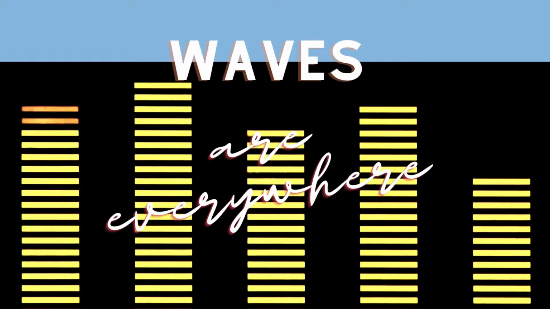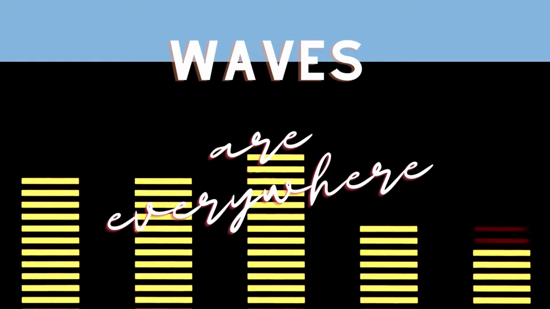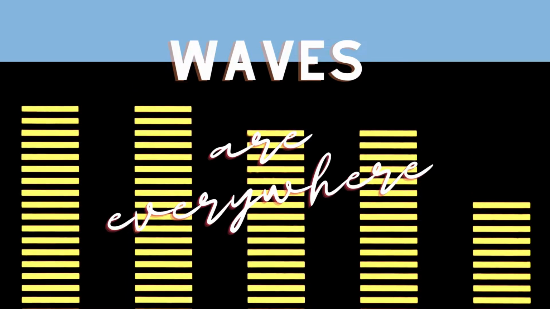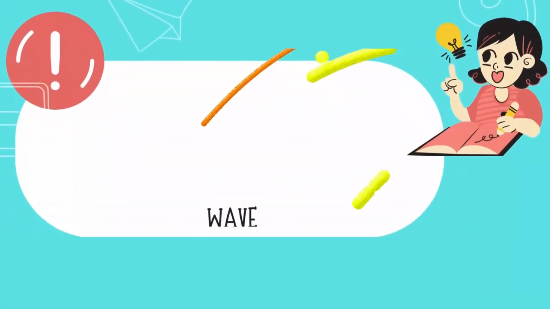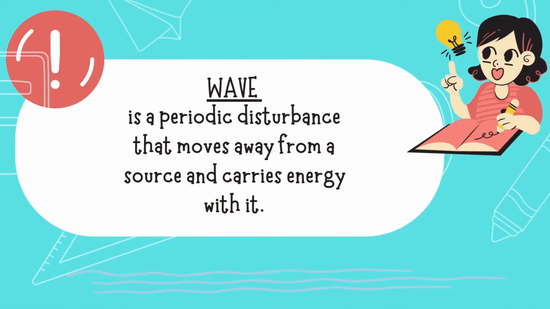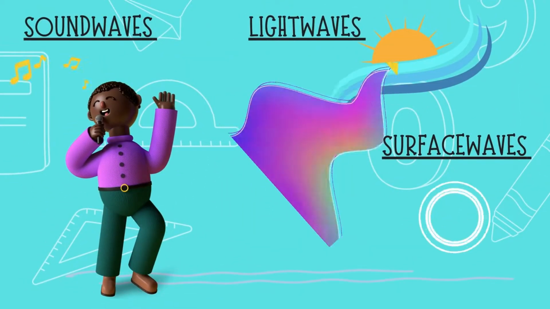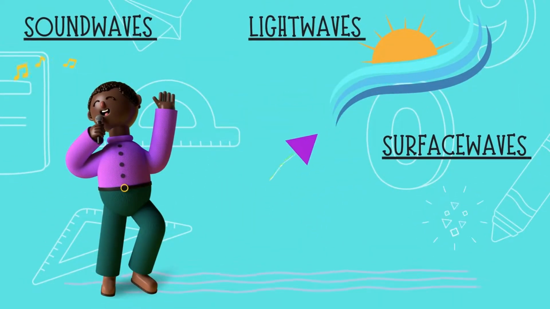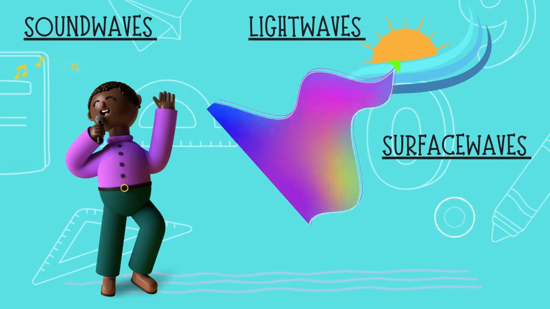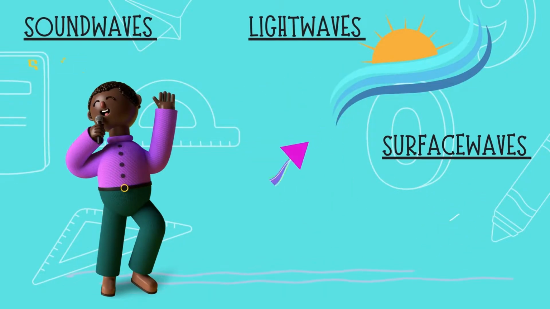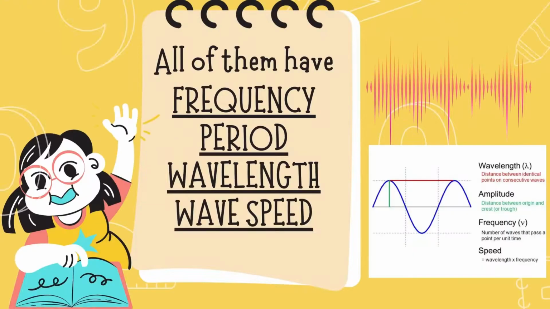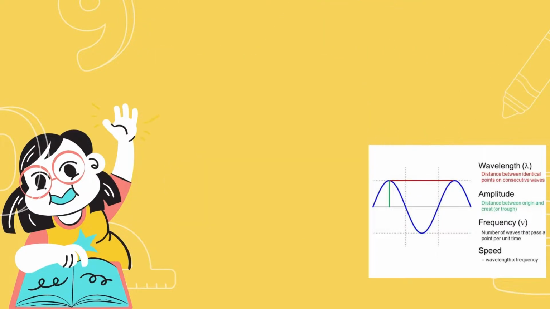Waves are everywhere. Some are visible, some are not. A wave is a periodic disturbance that moves away from a source and carries energy with it. Sound waves, light waves, and surface waves are a few examples of waves. All waves have distinguishing characteristics. All of them have frequency, period, wavelength, and wave speed.